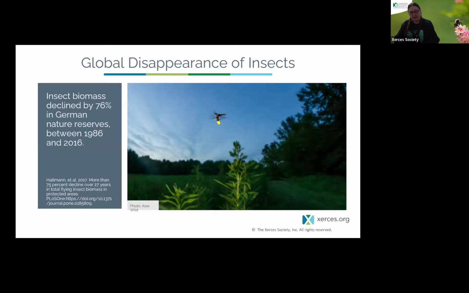So this study by Hallmann et al. shows more than a 75% decline over 25 years in total flying insect biomass in protected areas, right? And so we're not just seeing this over a long period of time, we're seeing these insects disappear within a lifetime or less. And not just in highly disturbed landscapes, but also protected areas. And so it's unfortunate because we don't have enough protected areas to rely on to support this great diversity of insects and the functions that they provide.